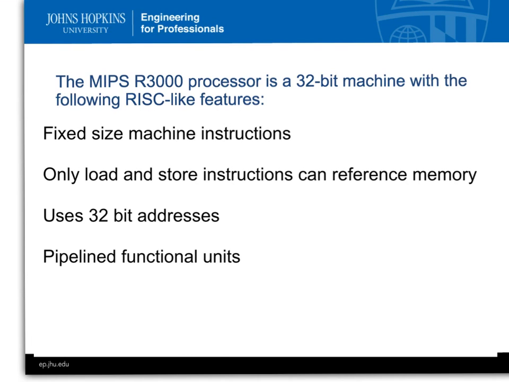Okay, so one thing, we've talked a little bit about RISC and CISC, and MIPS is RISC, Reduced Instruction Set Computer. It's simple. It has fixed machine instructions, so all the instructions are 32 bits. So that's something you need to remember. The instruction itself is 32 bits.